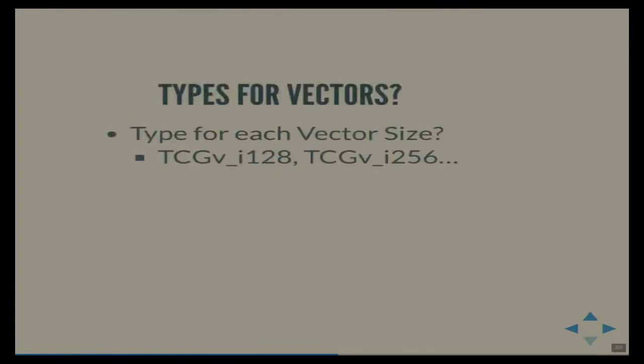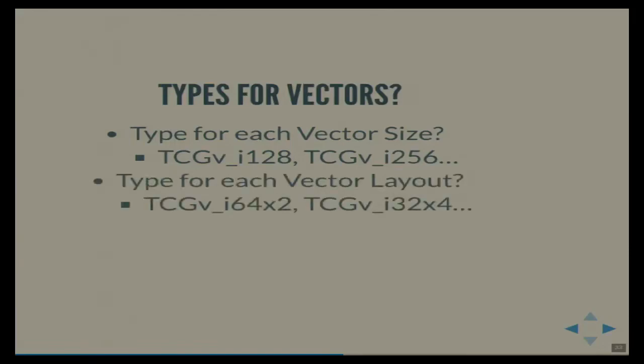One naive approach is we could just introduce a TCG type for each vector size we've got. So we could add a 128-bit and a 256-bit and 512-bit, and actually it's going to go on quite a bit already. But that's not actually enough. We actually are doing operations on smaller chunks of those vectors. So, for example, we might be operating on 2 64-bit operations at a time, or 4 32-bit operations at a time. So maybe we need a type to represent each layout of the vector.